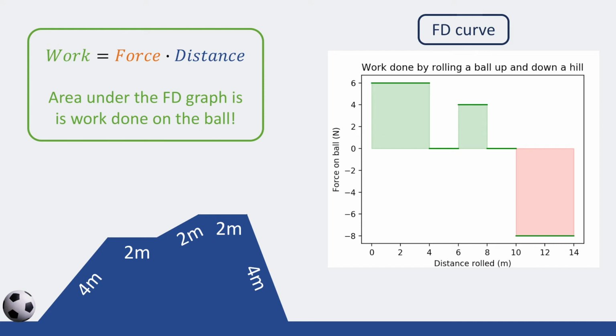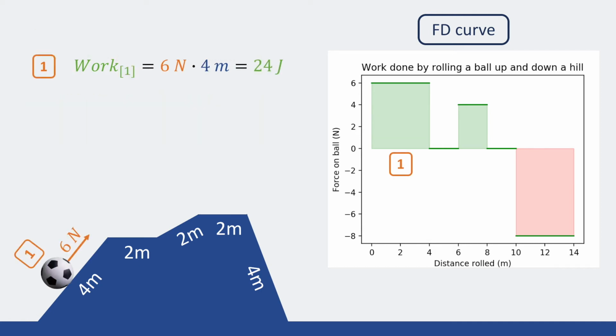So the area under the F-D graph, which is shaded green and red, will actually be the work done to the ball at each stage. So let's step through this together. At stage 1, we read from the diagram that the force applied is 6 newtons, and it's applied for a distance of 4 meters. So the work at stage 1 will be 6 times 4, 24 joules.